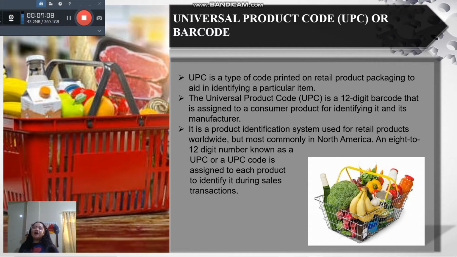So, the Universal Product Code, UPC or barcode. UPC is a type of code printed on retail product packaging to aid in identifying the particular item. While the IMEI is 15 digits, this is also a type of code that is like the fingerprint of a product, because the Universal Product Code, or UPC, is a 12-digit barcode that is assigned to a consumer product for identifying it and its manufacturer.